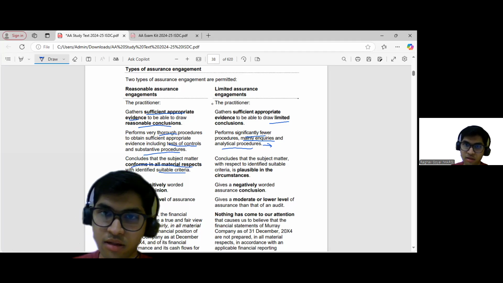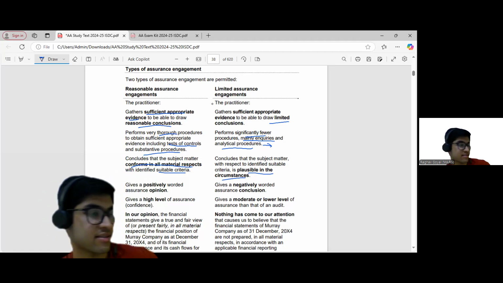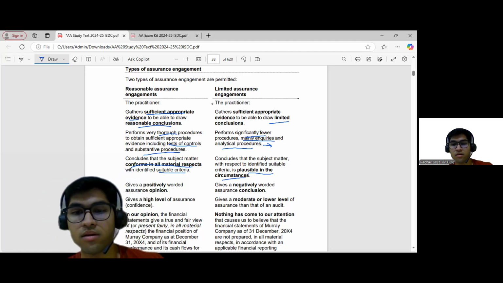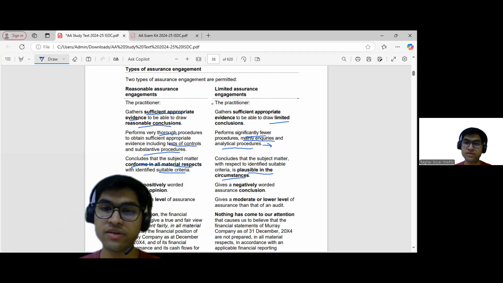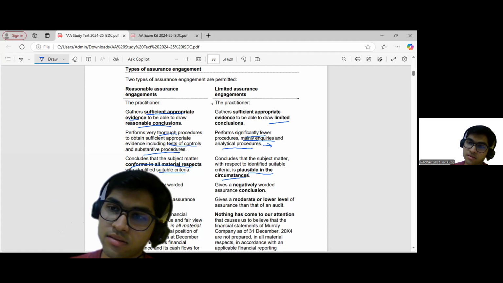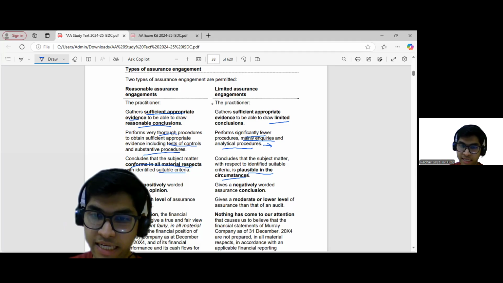In the limited assurance, it is plausible in the circumstances, which means that it is correct as per the circumstances itself. They won't deeply test them, but when concluding on the subject matter, they will say that it is true and fair as per the circumstances presented in front of us. So the level of assurance is not that great in the limited assurance engagement.